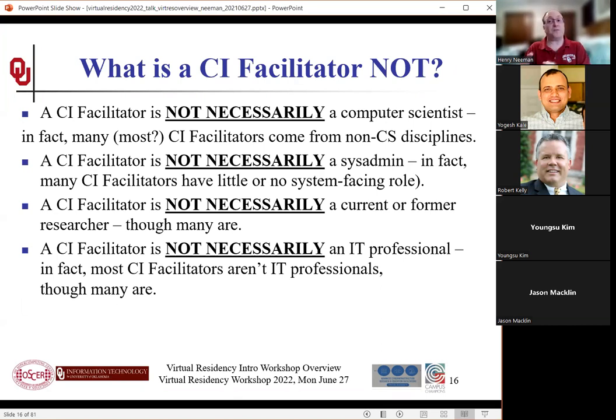Now, on the other hand, one of our other researcher-facing folks also has a system-facing role, so it varies. Not necessarily a researcher. Some CI facilitators come from a pure enterprise IT background and stumbled their way into research computing, sometimes by design, more often by accident. I think many of us fell backwards into a steaming pile of career entirely by accident. Very few people, at least historically, have set out to have a career as a research computing provider.